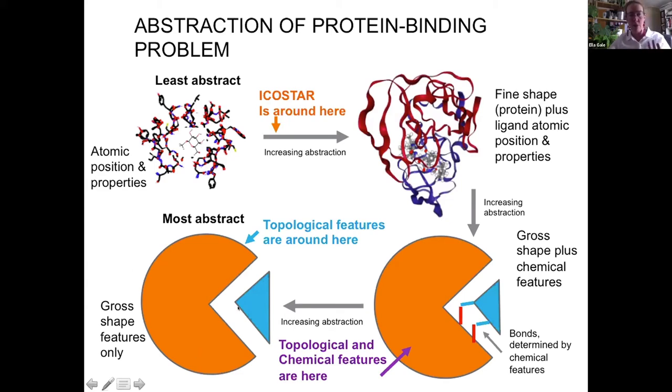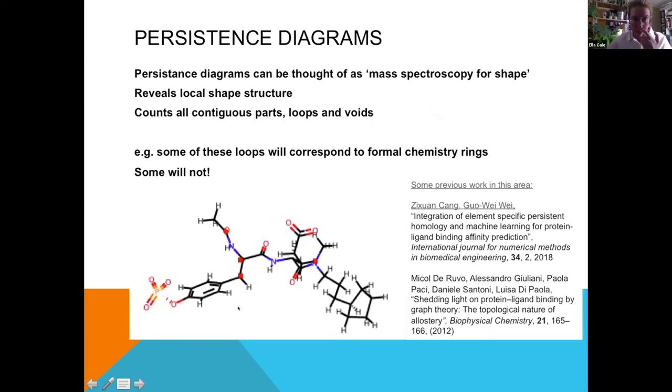We only have the gross shape features. One way to describe it is that persistence diagrams can be thought of as reverse mass spectroscopy for shape. In mass spectroscopy, you have your molecule, smash it into pieces, look at the pieces and figure out what you had. With this, you have the points of the molecule and you merge them and look at how that works to figure out what you had. It's a similar sort of thing, but in reverse.